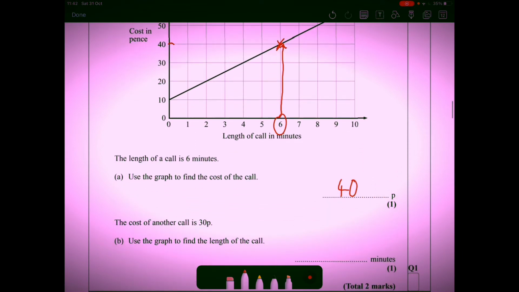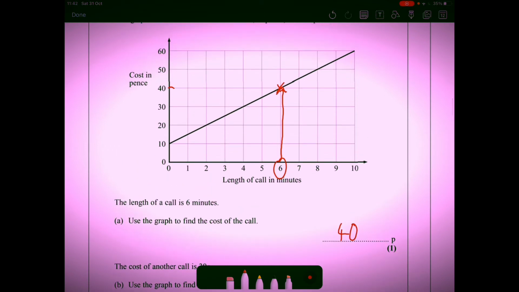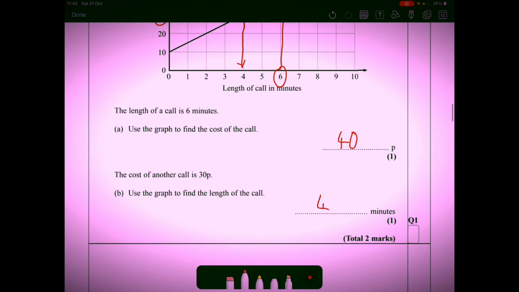The cost of another call is 30p. Use the graph to find the length of the call. So here, this time we would start here at 30 pence, and read across ways and then downwards. So that would be 4 minutes.